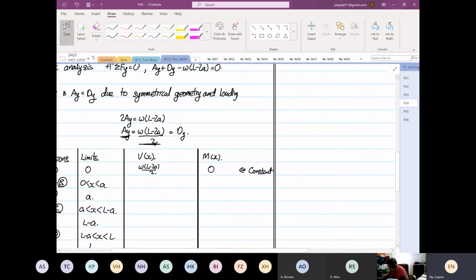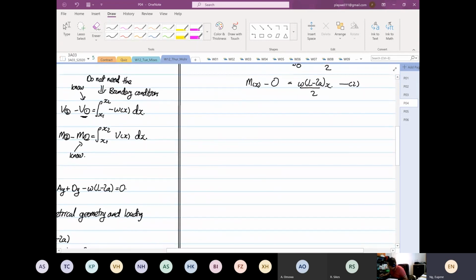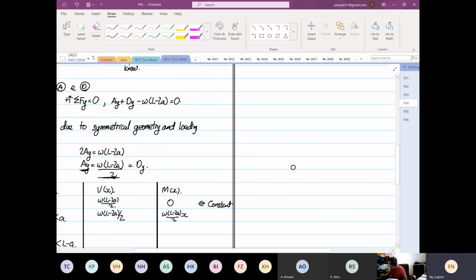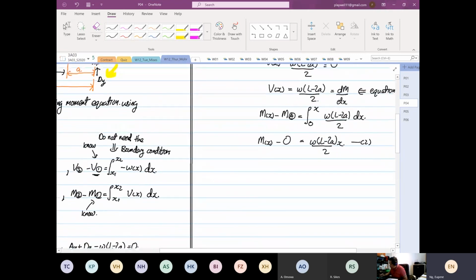So immediately you write down here, v is equal to omega (L minus 2A) divided by 2, whereas m as a function of x will become omega (L minus 2A) divided by 2 multiplied by x. Then we do the next point. I'll show two more points, then I'll stop.